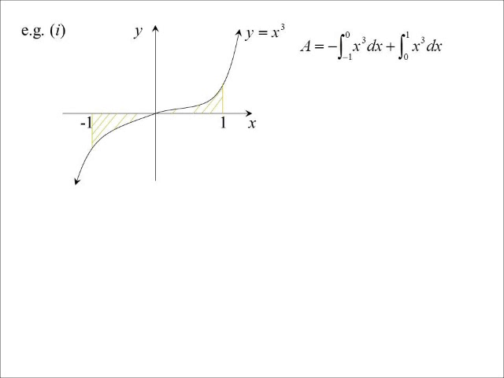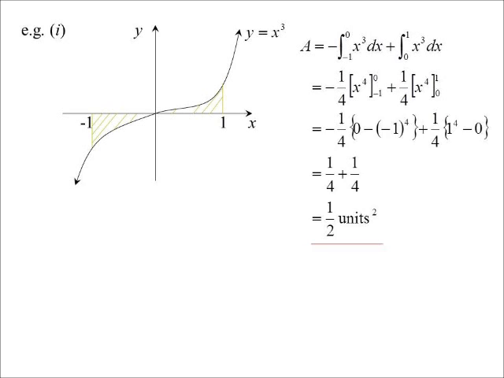So I could break it up into below and above. So from -1 to 0, I know I'm below, so it'll be the negative of that, and above 0 to 1. And then the actual integrals are the same. When we integrate, the primitive function is still a quarter x to the 4. And we sub in and we get the actual answer of 1/2 units squared.